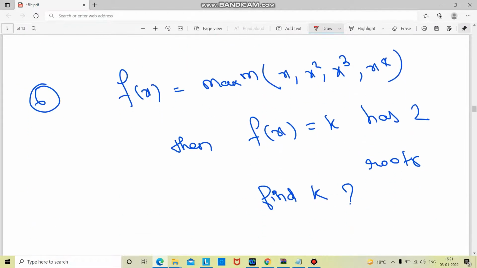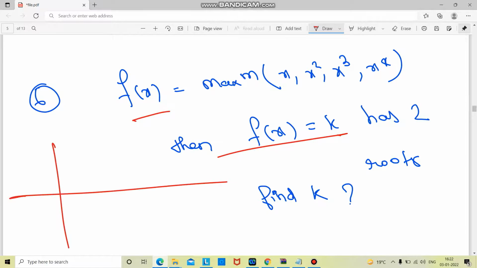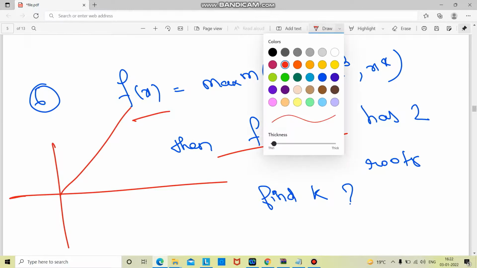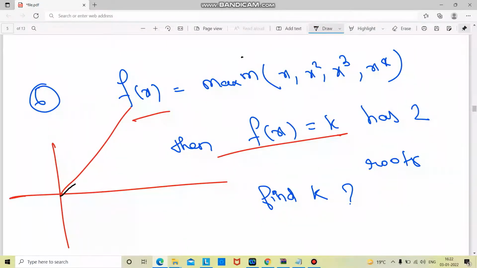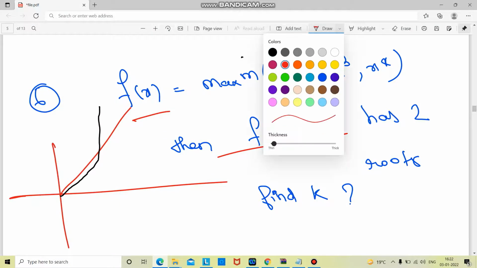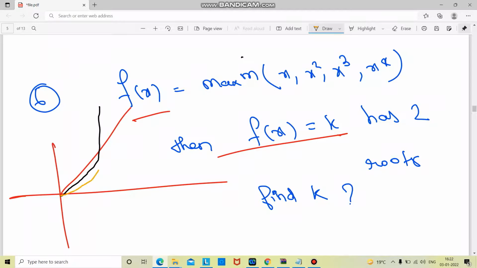We will move to the next one. We have f(x) as maximum of this, and we have to calculate k such that it has two roots. f(x) is equal to k has two roots. We can draw the graph of maximum of this. You know that y equals x is this. y equals x squared is something like this. x cube is something like this.